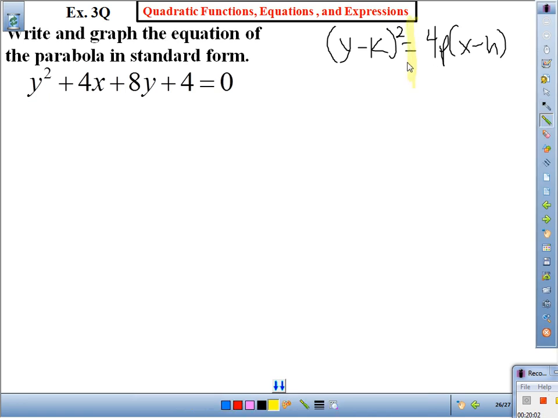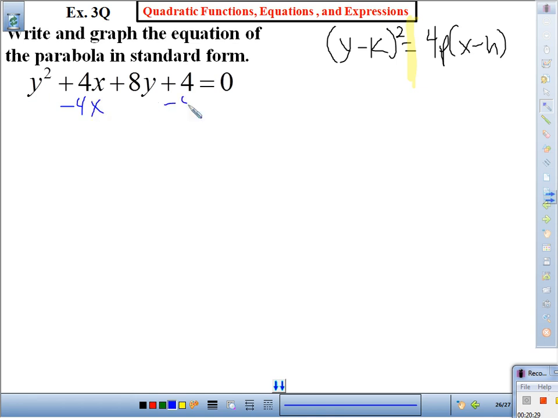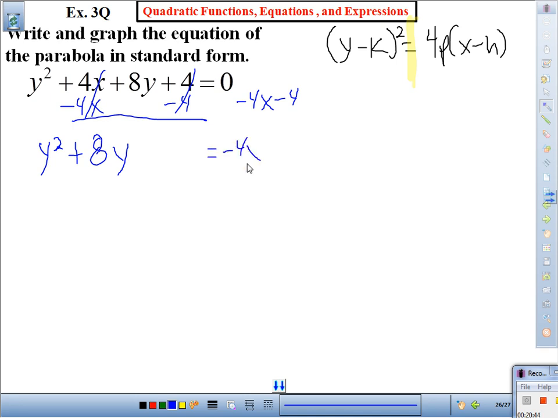So what do you guys notice? That y is on one side and everything else on the other. So tell your neighbor what we need to do here to leave the y's by itself. Be wise about it. See what it did there? No? All right. Tough crowd. Everyone, what do we do? Minus 4x and minus 4. You do that to each side. Minus 4x minus 4. These cancel. We're left with y squared plus 8y. Leave an empty space, equal to negative 4x minus 4.